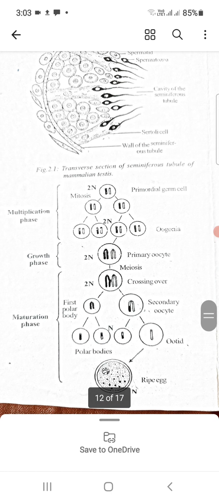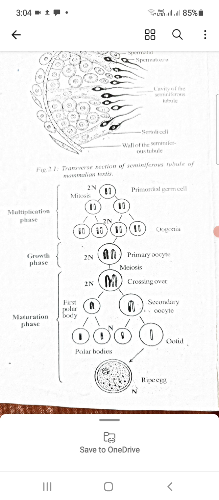In the multiplication phase, the single primordial germ cell, in which the 2n number of chromosomes is present, multiplies by the process of mitosis to form 2 primordial germ cells, and from 2 primordial germ cells, 4 primordial germ cells are formed. This process, the multiplication from 2 to 4 oogonia, is called the multiplication phase.